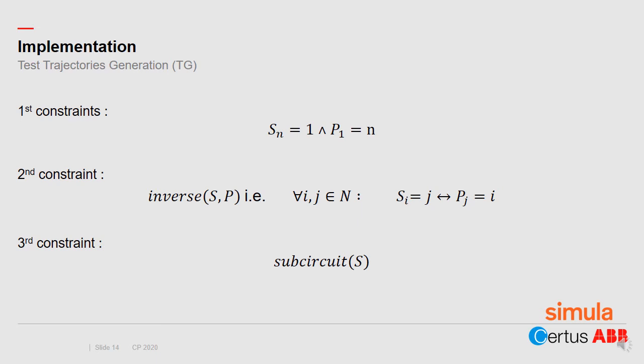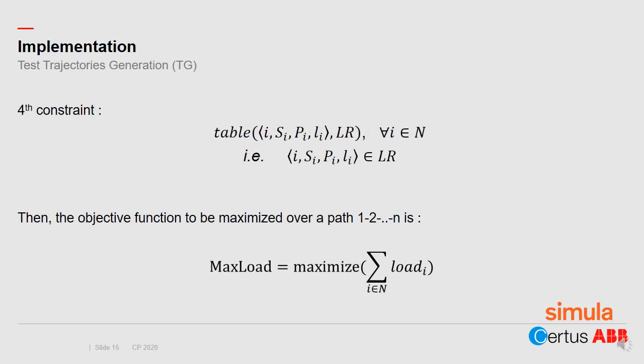And the third constraint is subcircuit. That means we are looking for a circuit into the initial cloud of points. The fourth constraint is the table constraint. It's taking into account the node, the successor of this node, the predecessor of this node, and the load of the transition. It's also considering the load relation, which is taking into account the same parameters.